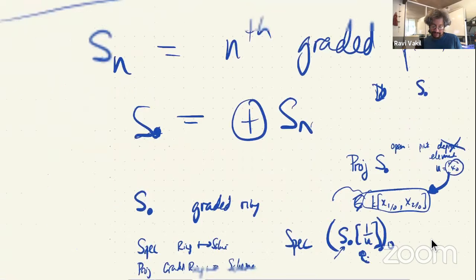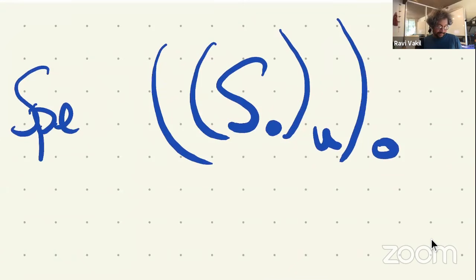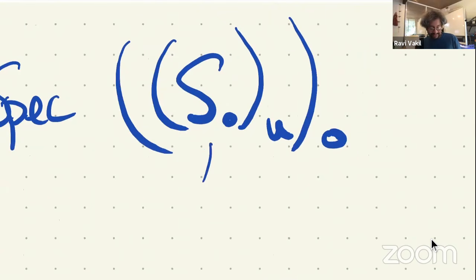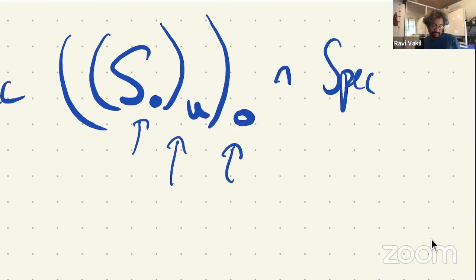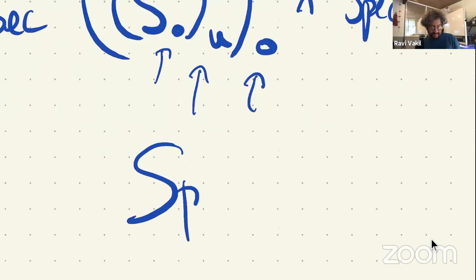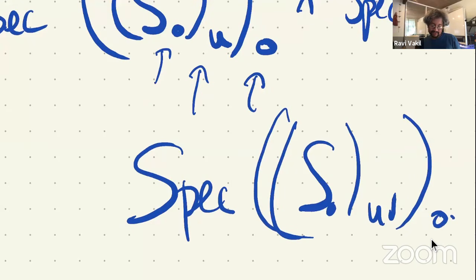I think I'll deliberately show you terrible notation because I despise it. What I said is you take your graded ring, you invert U, and you take the 0th graded piece. And the great thing about this is there are 3 subscripts and they mean different things. There's the symbol that reminds you it's a graded ring, there's inverting U, and there's the 0th graded piece. But then the intersection of 2 of them is going to be Spec of S_{UV,0}.